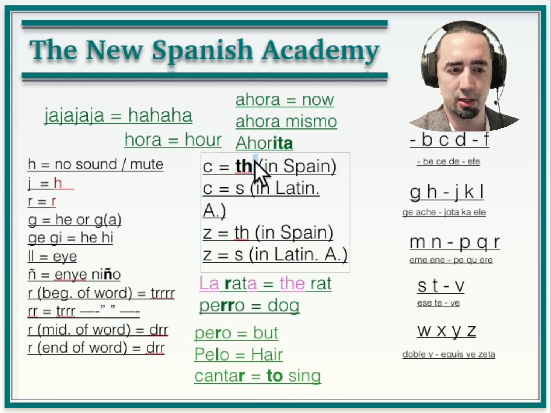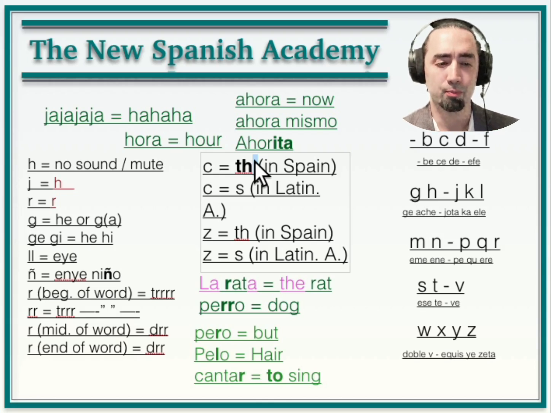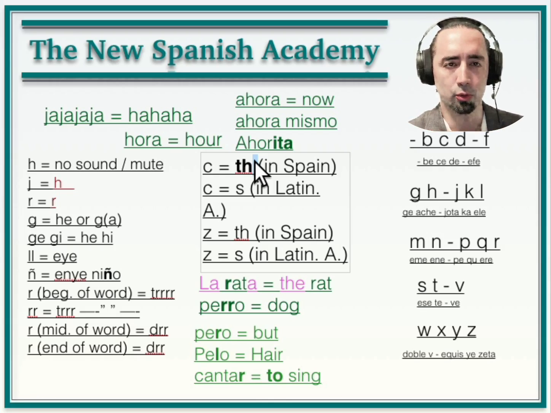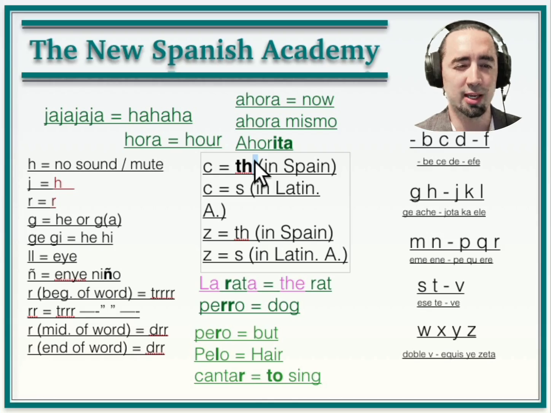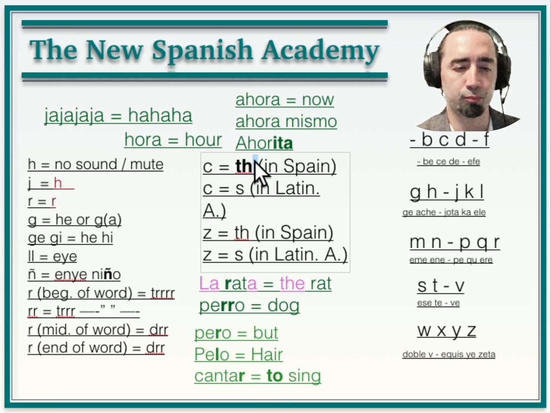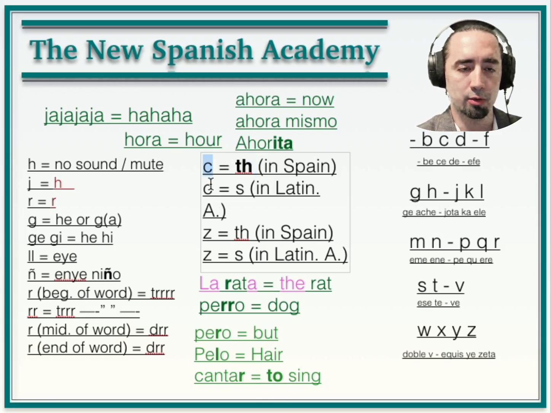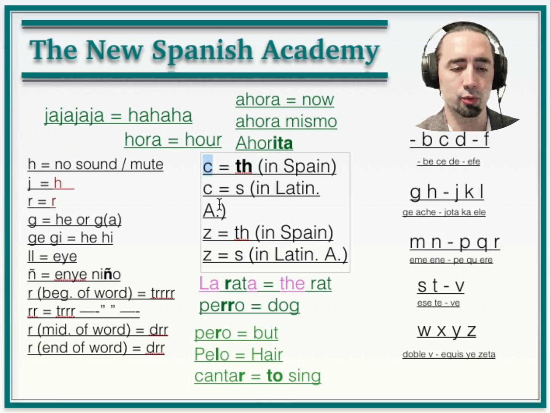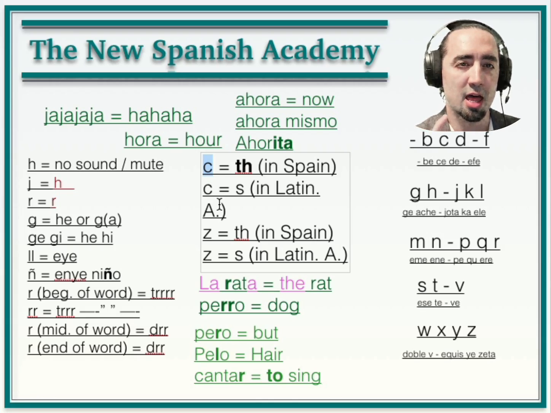Now we have the letter C. As you can see, I'm using a random order in importance. The letter C is like in English: ca, ce, ci, co, cu. How do you say "ke, ki"? Is it K? No, it's with the Q: Q-U-E, Q-U-I. Now, in English we say ca, se, si, co, cu. But in Spanish, it's ca, se, si, co, cu in South America. But in Spain you say ca, the, thi.